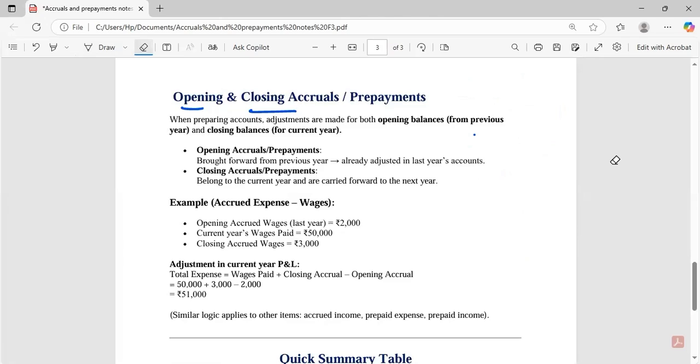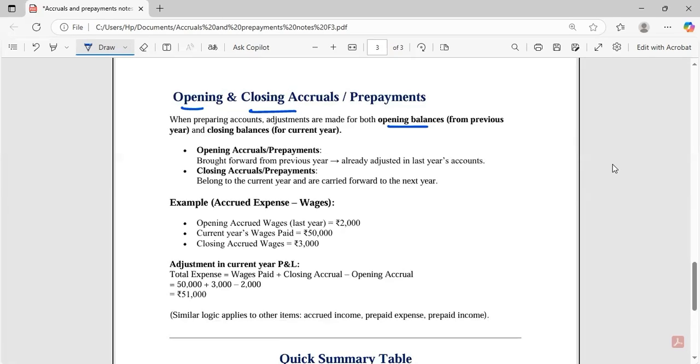First, let's read it from here. When preparing accounts, adjustments are made for both opening balances and closing balances. Opening balances means we have brought forward these expenses from the previous year. We have adjusted our previous year's account for these adjustments, but we have to adjust our current year for these opening balances. And closing balances belong to the current year and we carry them forward to the next year.